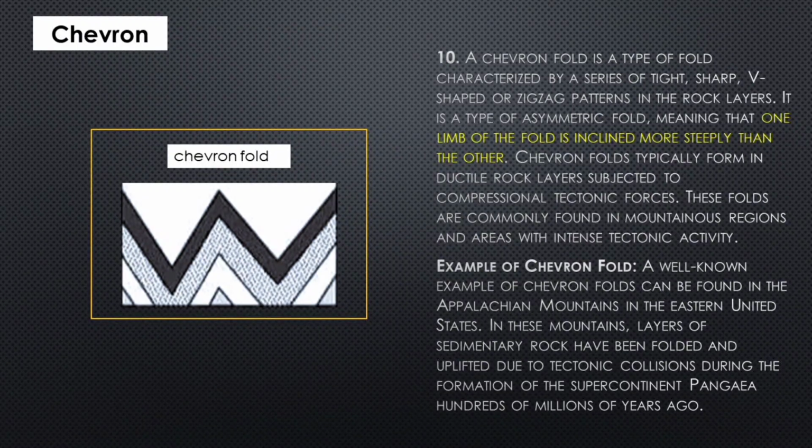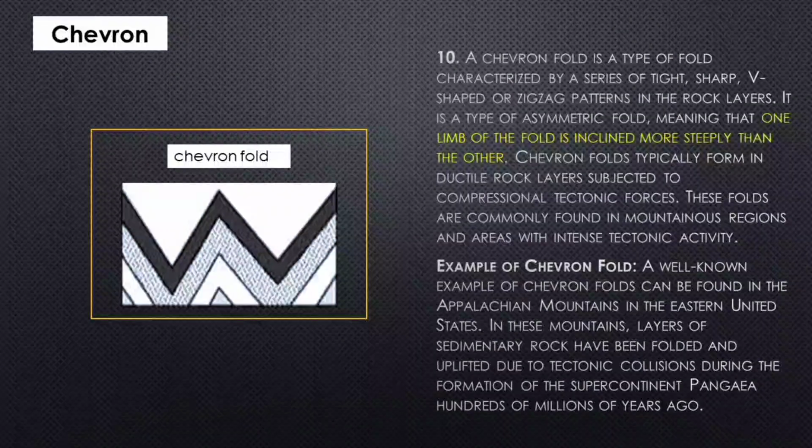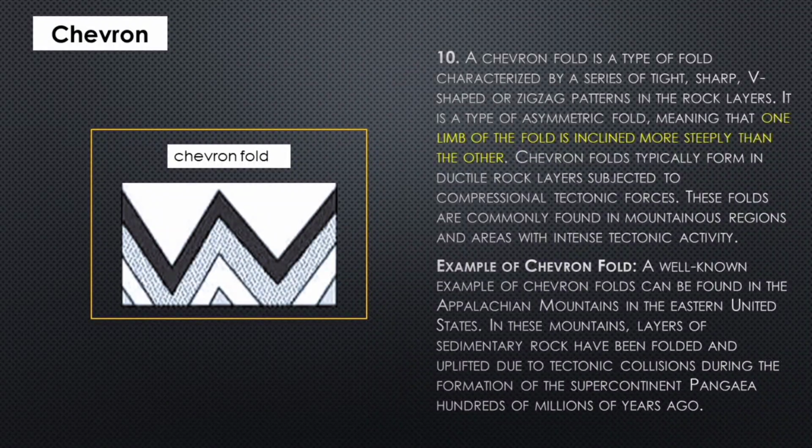And this is the tenth one, the chevron fold. It's a type of fold characterized by a series of tight, sharp, V-shaped or zigzag patterns in the rock layers. And this is a kind of asymmetric fold because the limbs are not aligned equally. So one limb of the fold is inclined more steeply than the other. Chevron folds typically form in ductile rock layers subjected to compressional tectonic forces. These are also commonly found in mountainous regions and areas with intense tectonic activity. And one more time, we can find this kind of rocks in the Appalachian Mountains in the eastern United States.